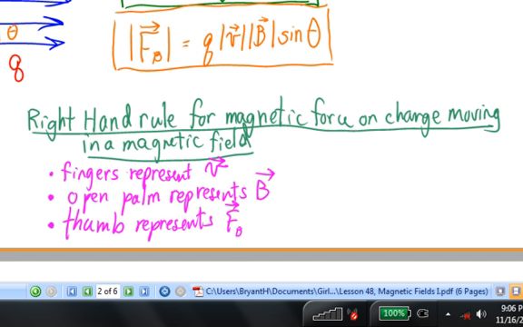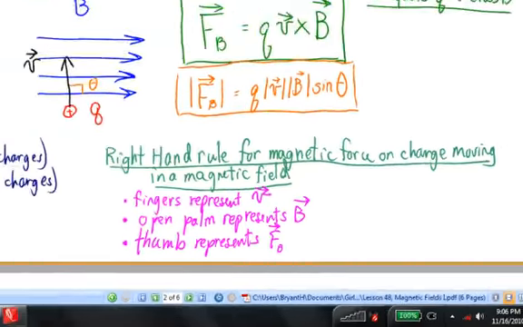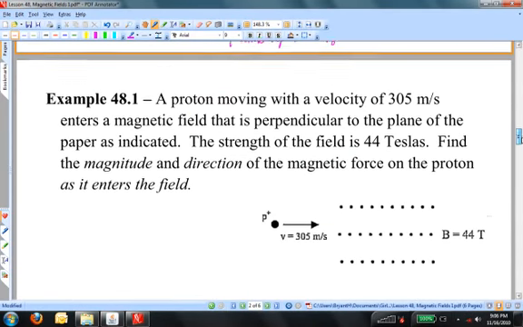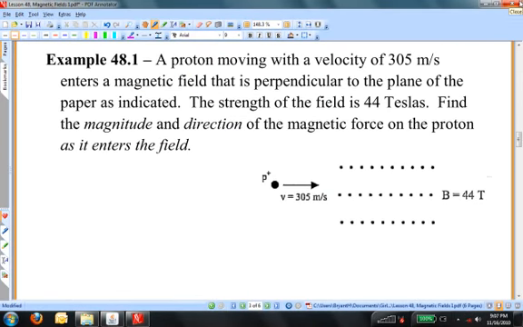This is going to take some practice, and we'll have opportunity for that in the coming days. So now, let's do some numerical problems. Here's the first example. A proton moving with a velocity of 305 meters per second enters a magnetic field that is perpendicular to the plane of the paper as indicated. The strength of the field is 44 teslas. Find the magnitude and the direction of the magnetic force on the proton as it enters the field.